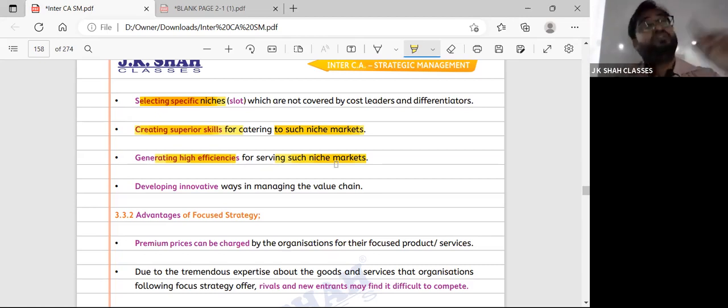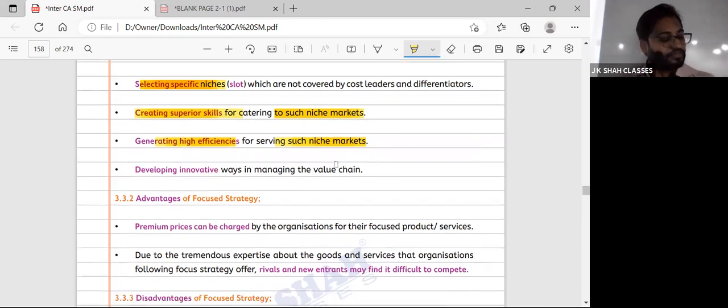No. Develop innovative ways. What is that innovative way? Have a software wherein you have remote access to clients' data. And the majority of the chartered accountants are doing this. Are you doing this? Anybody into GST practice? Yes. Developing innovative ways in managing the value chain.